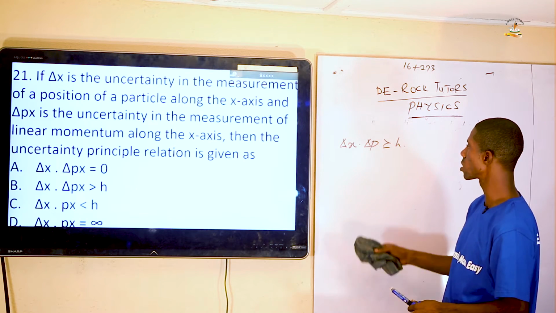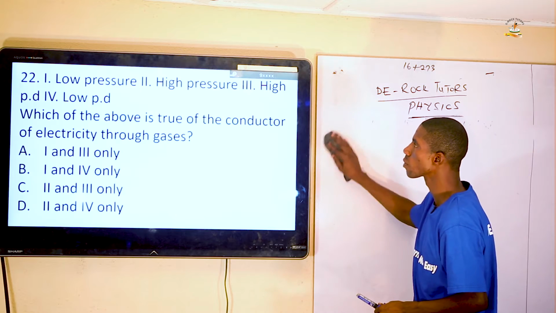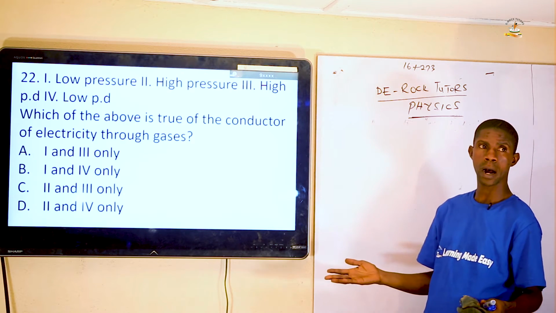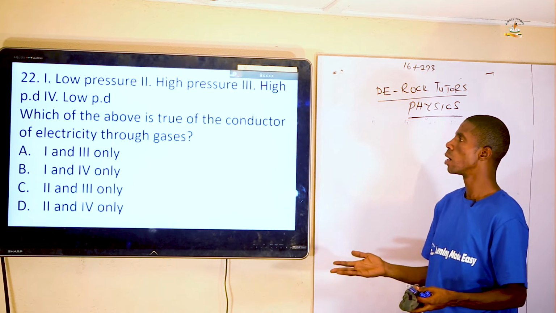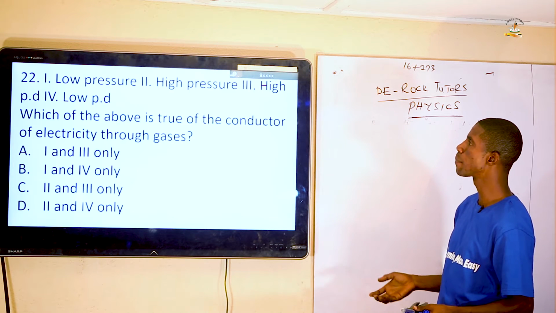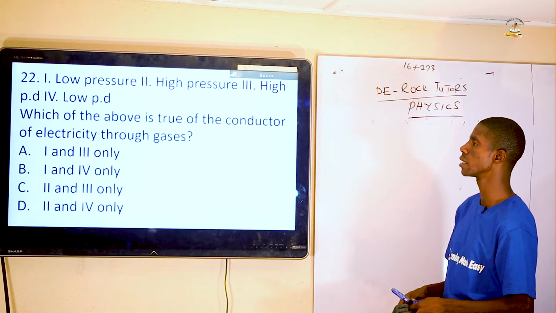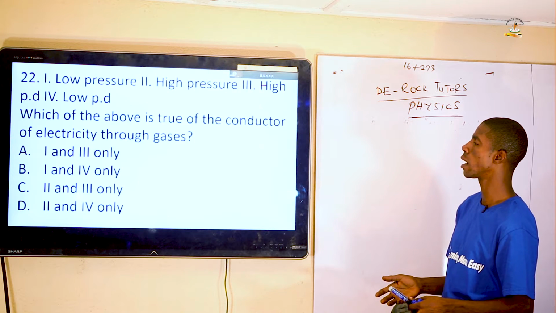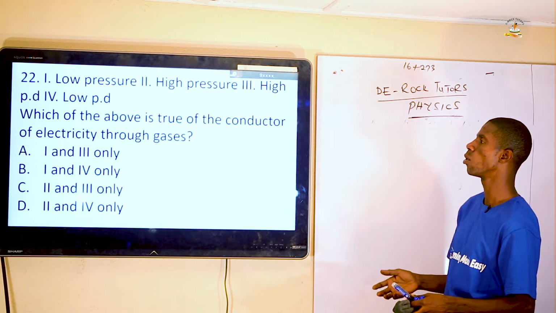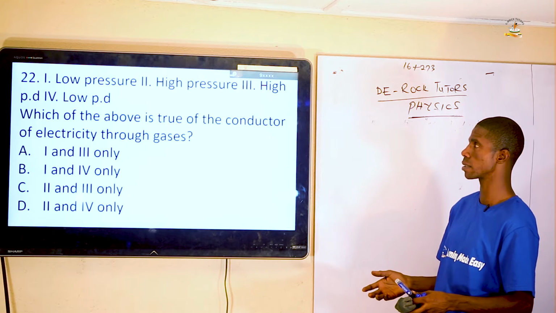So shall we have the next question, question number 22. We are given variables here: low pressure, high potential difference, and low potential difference. So which of these above is true of the conduction of electricity through gases?